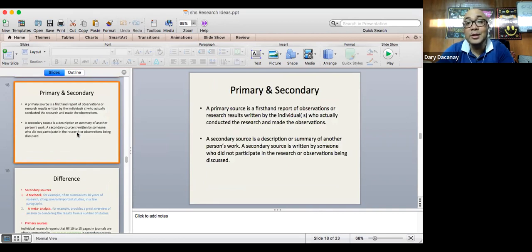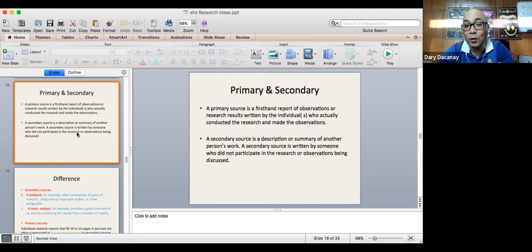Okay, there are primary and secondary sources that you have to understand. Now, a primary source is a first-hand report of observations or research results written by an individual who actually conducted the research and made the observations. Ito yung sa mga journal articles, thesis, and dissertation papers. These are primary sources of data that are significant and relevant to your study. Dito talaga, the so-called primary sources would definitely help you out in explaining later on your research.